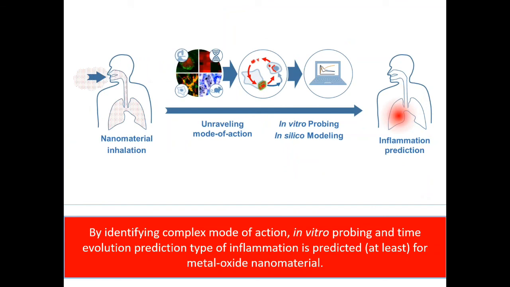So the take-home message is very much in line with the SmartNanoTox approach. We can make a prediction using in silico modeling and in vitro probing through the new mechanism of action. And that's what we did, where we discovered a cycling and then passivation or quarantining of nanomaterial to predict a type of inflammation for at least one family of nanomaterial.